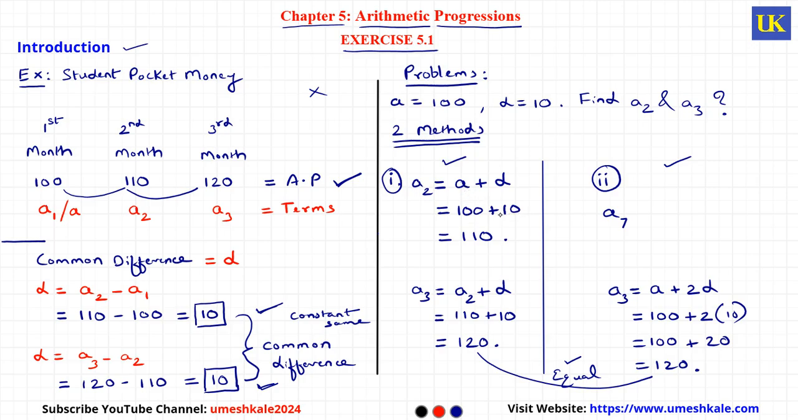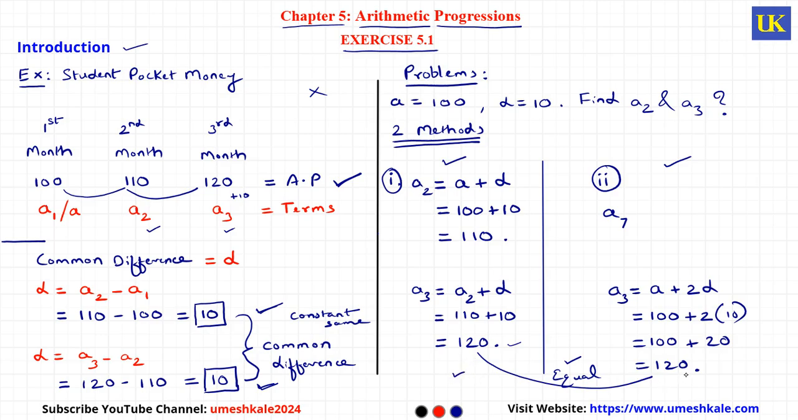So when we do 100 plus 10, we get the a2 value, the pocket money for the second month. Then when we take the pocket money of the second month and add the common difference, we get the pocket money of the third month, right? So essentially we are taking the new value every time and adding plus 10 here, and we are getting the value for the next month. So this is what we are doing in this first method.